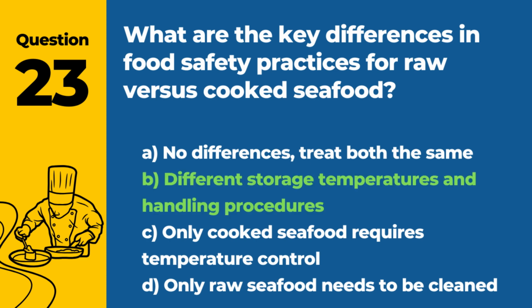Answer B. Different storage temperatures and handling procedures. The key differences in food safety practices for raw versus cooked seafood involve different storage temperatures and specific handling procedures to prevent cross-contamination and ensure safety.